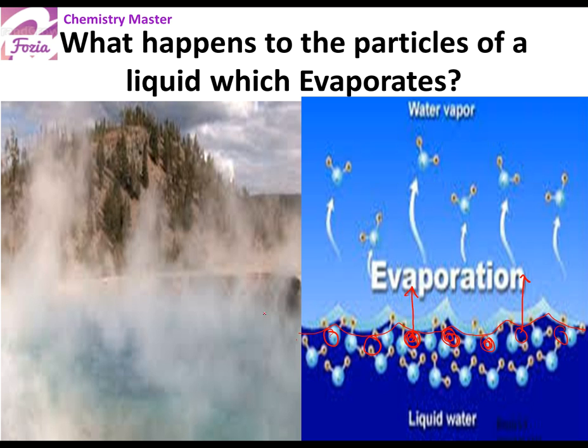This is the reason that exposed lakes, ponds, or even ocean water are also evaporating at a very slow rate, as the liquid water turns into vapor. It depends on so many factors, but the main factor is temperature.